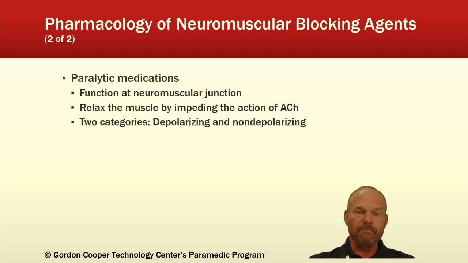So depolarizing mimics acetylcholine and binds to the receptors, causing a brief contraction or depolarization before preventing further signals. And then non-depolarizing block acetylcholine from binding to its receptors, completely preventing depolarization and muscle contraction. Understanding the two types of paralytic agents helps guide their use in different clinical scenarios. So those depolarizing agents are fast-acting, but they are short-lived, while non-depolarizing agents provide longer, more controlled paralysis.